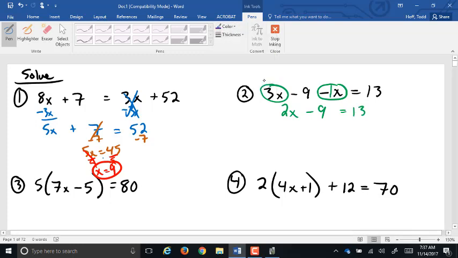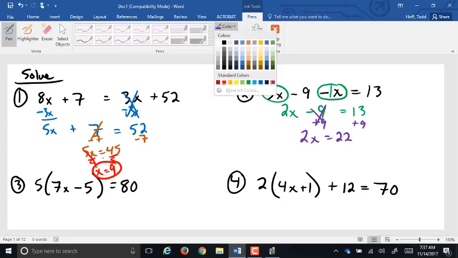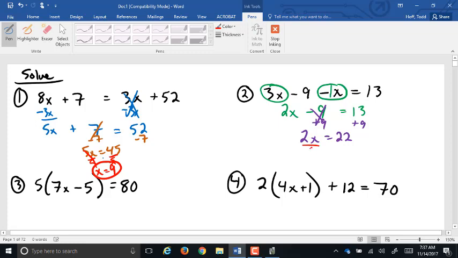Then what do we do? Add 9 to both sides, so that gets rid of the minus 9. 2x equals 22, and then divide by 2. So x equals 11. Anybody have the first two right so far?